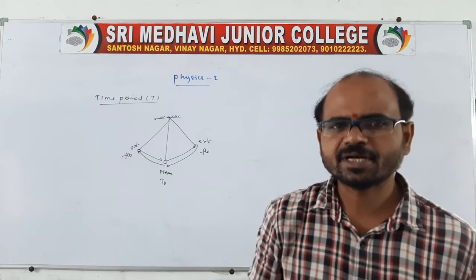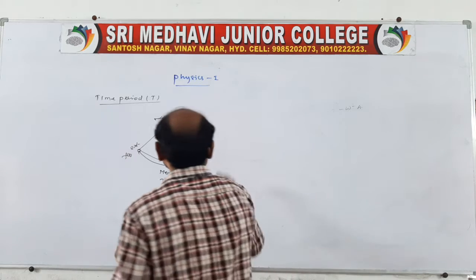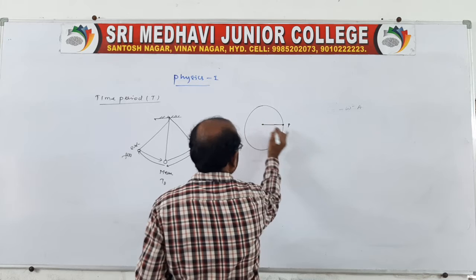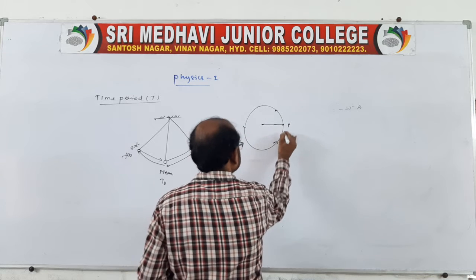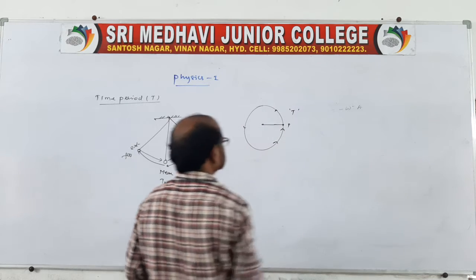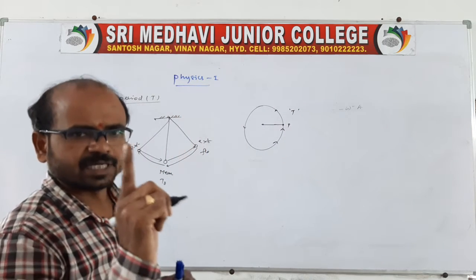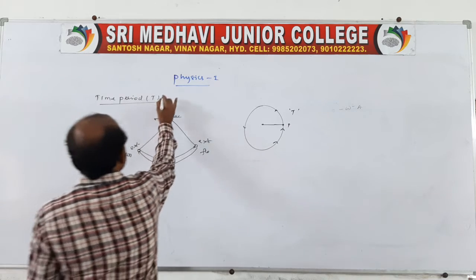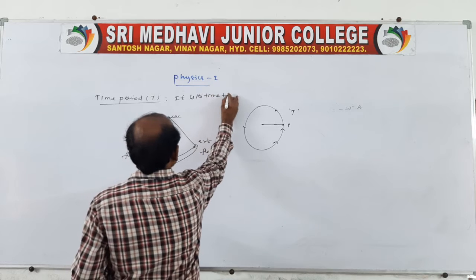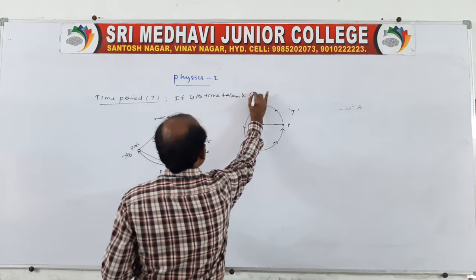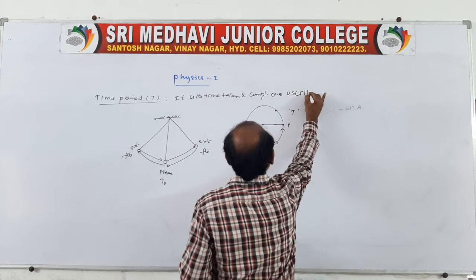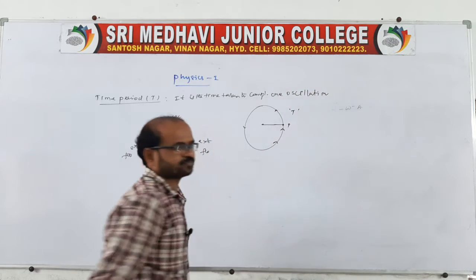Time is different and time period is different, it is very clear. Suppose a particle is revolving in a circular orbit, at a point P like this, and it completes one oscillation, that is, it reaches the same point. It is a time period. Time period is nothing but the time taken to complete one oscillation or one rotation or one vibration.